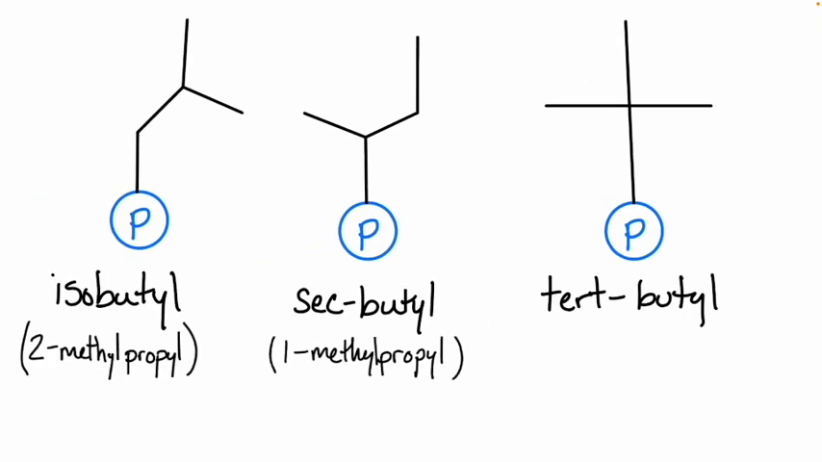So a tert-butyl group, right? My longest continuous set are these two here. And it's got these two 1-carbon groups sticking off. So this would be 1,1-dimethyl-ethyl.